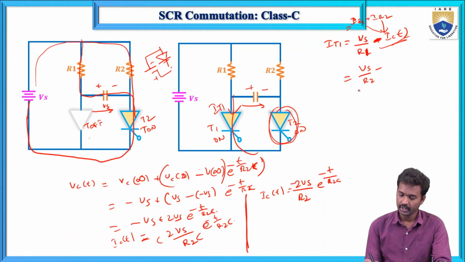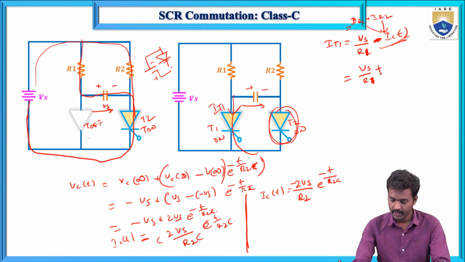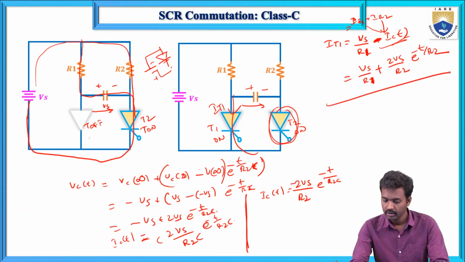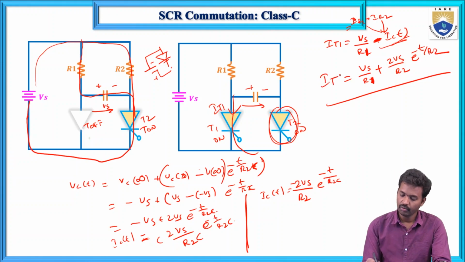This is minus, and next this is R1 plus 2 Vs by R2 e power minus T by R2 C. So this is the equation for IT1. Now here this is the equation.